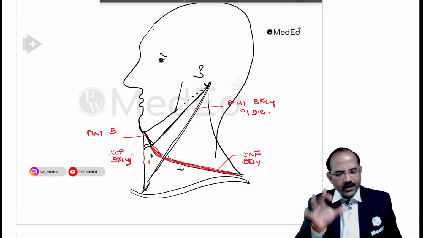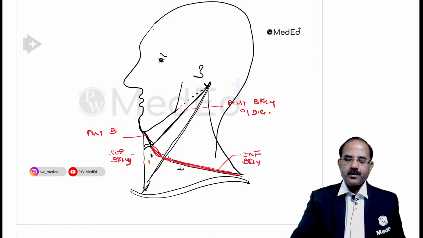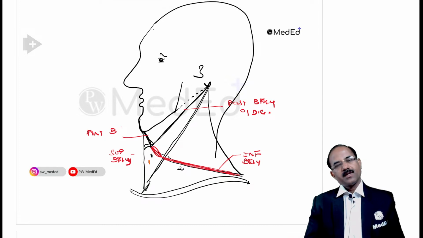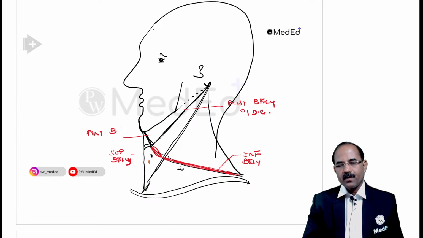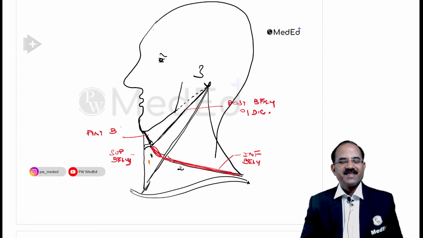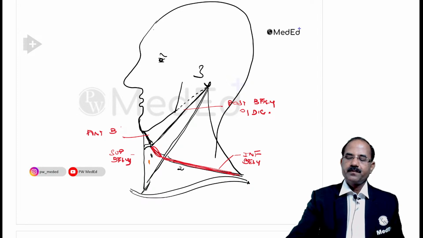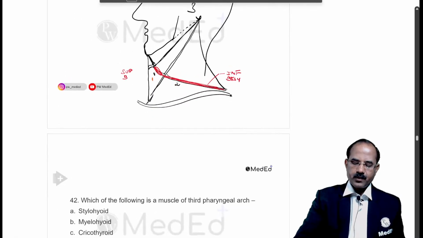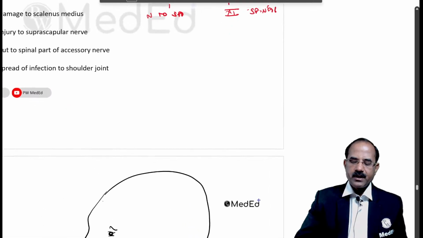So I've just told you the triangles in short. Now understand what are the contents of the posterior triangle of the neck. This is another very important topic. Any guesses? Anyone has the contents? Okay, I'll just write here for you. Contents of the posterior triangle of the neck.